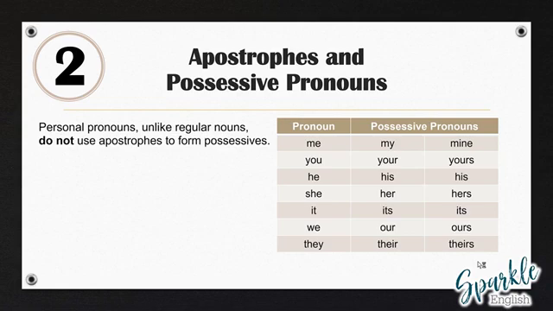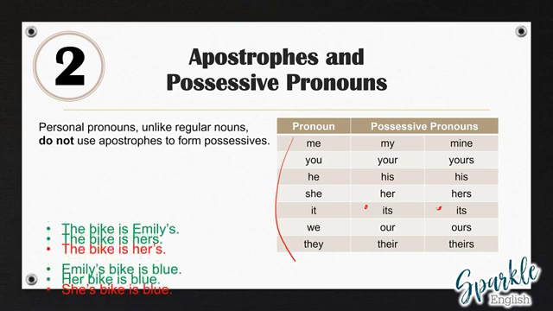Okay, now we have apostrophes and possessive pronouns. So personal pronouns, unlike regular nouns, do not use apostrophes to form possessives. So here we have our personal pronouns: me, you, he, she, it, we, they, and then we have our possessive pronouns. We've got my, mine, your, yours, his, her, hers, its, our, ours, their, theirs. Now notice with these, its, there's no apostrophe, and we don't use an apostrophe for any of these, and this is something that a lot of people make mistakes with.